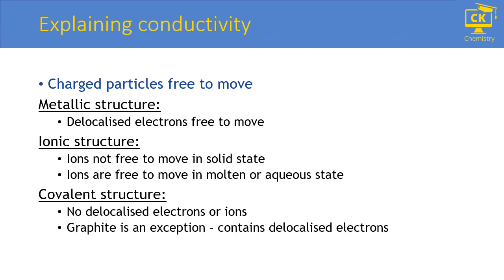The only alternative to this, of course, is graphite. That is our exception. It's a giant covalent lattice and it contains delocalized electrons because only three electrons are being used by each carbon atom in bonds, leaving it with one extra electron that does get delocalized. So for graphite, we can say the same thing as for metals: delocalized electrons are free to move.